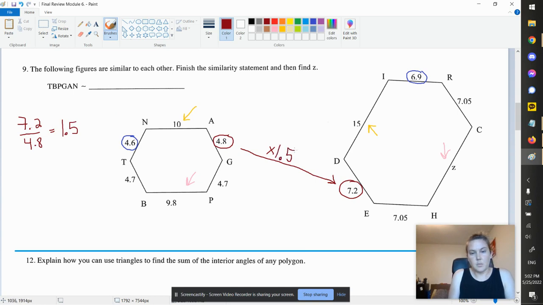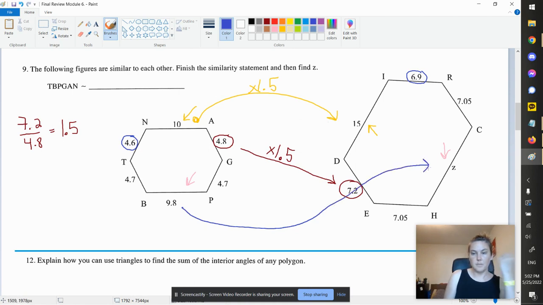That means between this hexagon and this hexagon, we multiplied times 1.5. We can check our work. Let's go from 10 to 15. Turns out that's also times 1.5. Amazing. Now we can go between 9.8 and z to find out what z is going to be. 9.8 times 1.5 is 14.7. So we figured this one out.